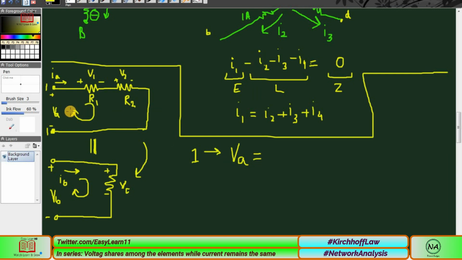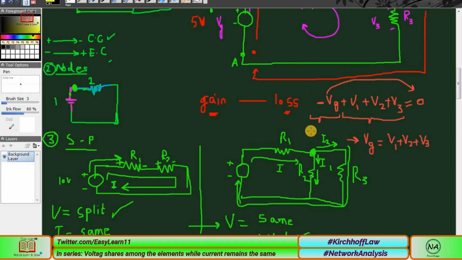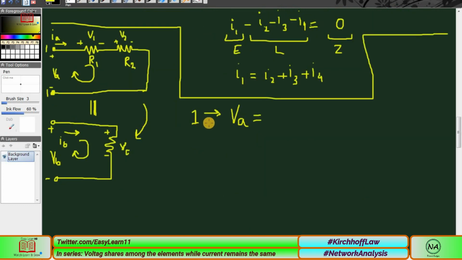According to the KVL, which we already discussed in today's lecture, VA is equal to V1 plus, I'm just skipping the first step, VA minus V1 minus V2 equals zero, and then in the next step I say that this equals this. I am directly using that the active element, VA, equals the passive elements, V1 plus V2.